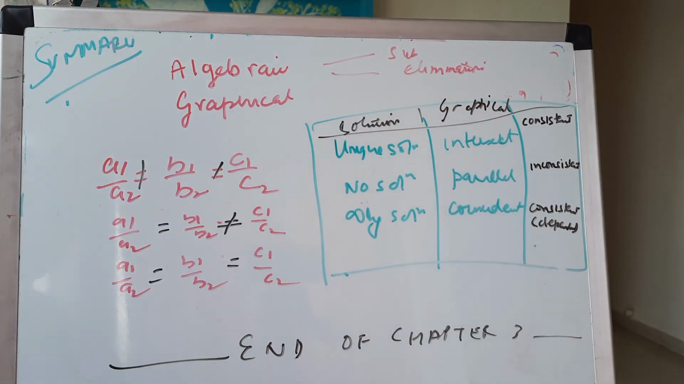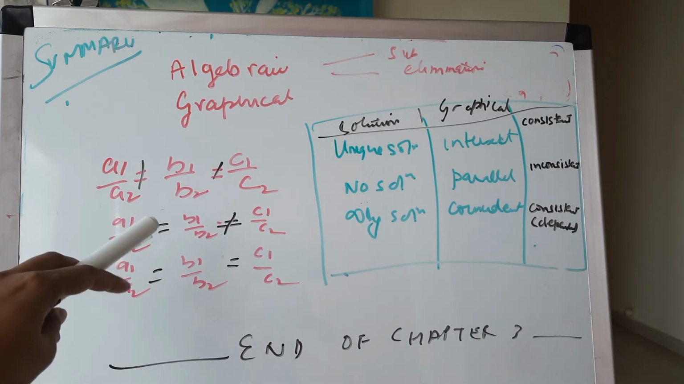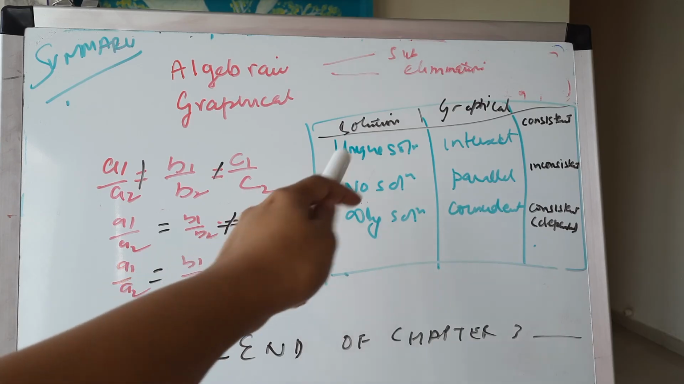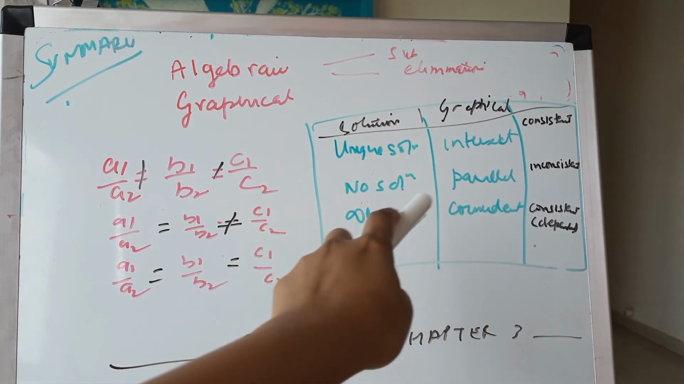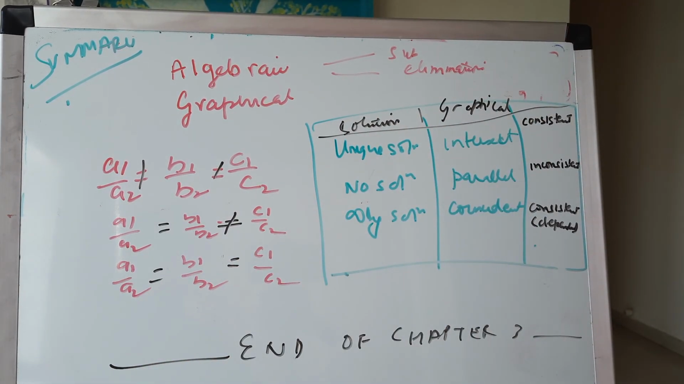And what are these known as, right? So if a1 by a2 is not equal to b1 by b2, basically all of them, then it's a unique solution. They intersect on the graphs and they are consistent pair of linear equations. Now if a1 by a2 equal to b1 by b2 is not equal to c1 by c2, it's a parallel line. There is no solution. It is known as inconsistent pair of linear equations.